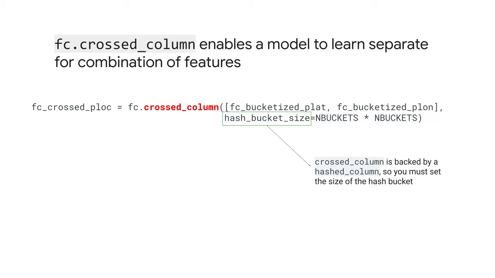Now, a crossed column does not build the full table of all possible combinations. That could be very large. If you use SQL, cross-joining accidentally can blow up your whole system. Instead, it's backed by a hashed column, so you always know how large the table is.